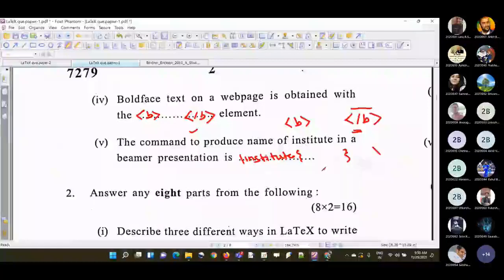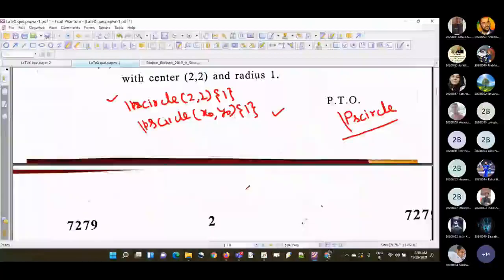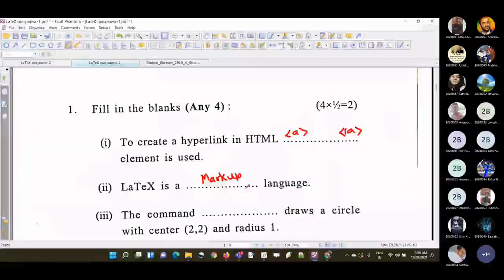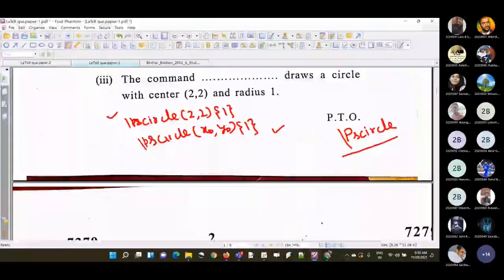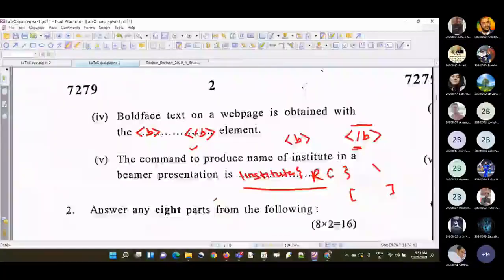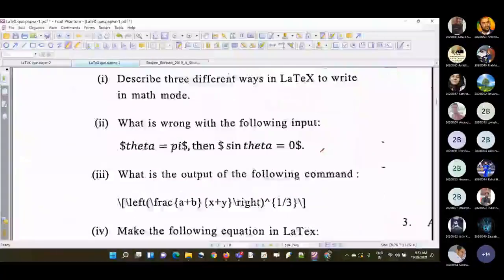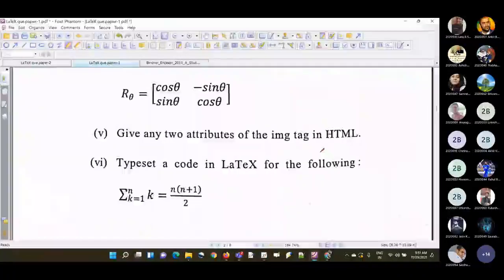So in the first question, you have to answer, I think, 4 questions. There are 5, so easily you can do all the questions. They are simple questions. Sometimes they ask who wrote LaTeX. So you know, Leslie Lamport. Okay. Second question, answer any 8 parts from the following. This is 16 marks, 2 marks for each question, and there are 10 questions, I guess. So from 10 questions, you have to attempt 8 questions.